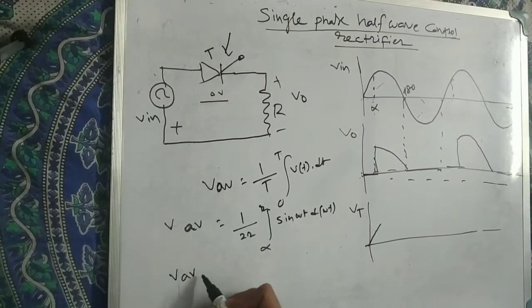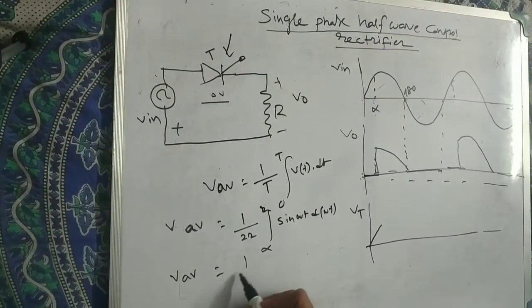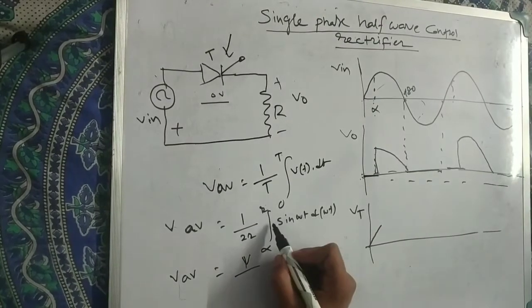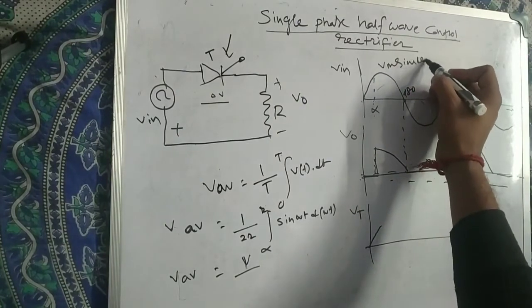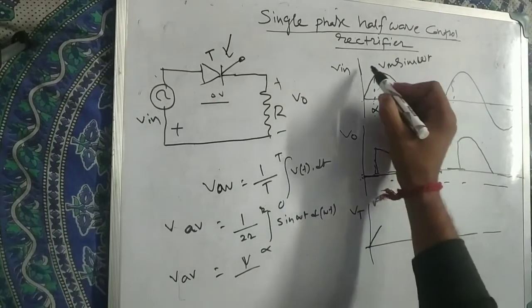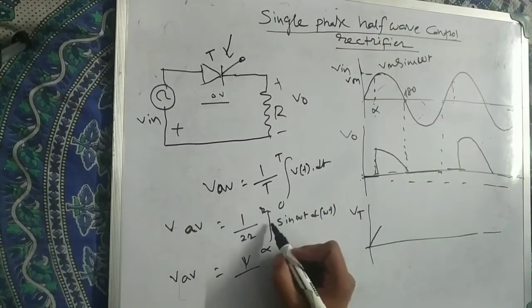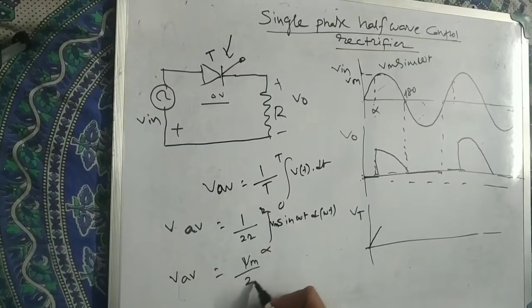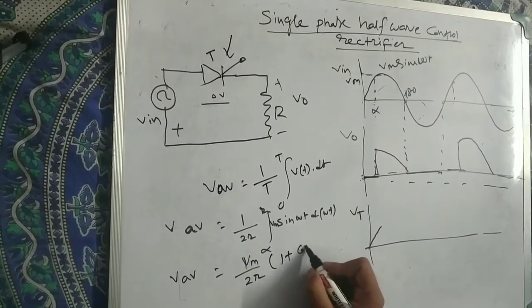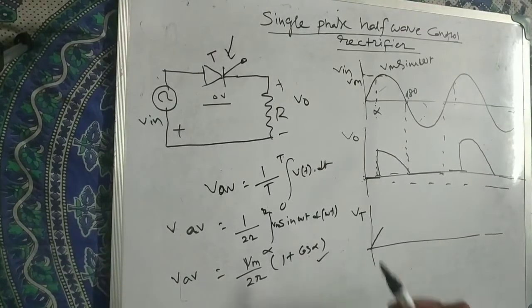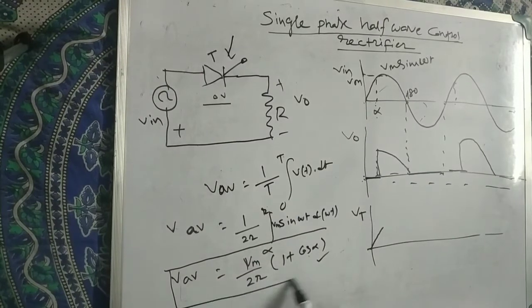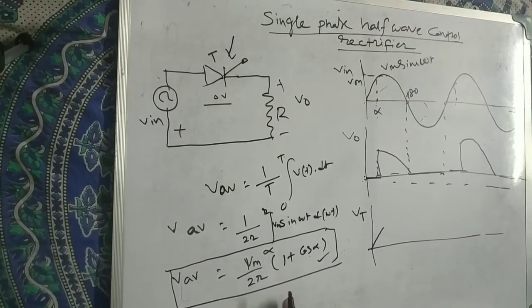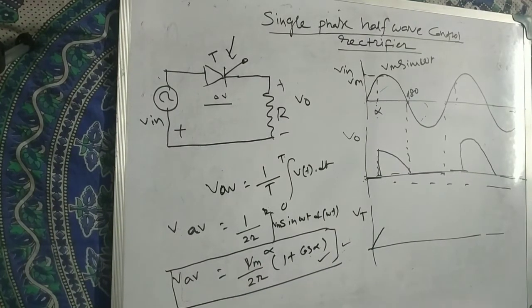If we integrate it, we will get Vm by, suppose the input is Vm sin omega t, where Vm is the amplitude, the maximum value. So in the output we will get Vm by 2 pi times (1 plus cos alpha). This is the average output voltage of the half wave controlled rectifier. So you have to remember this formula: V average equals Vm by 2 pi (1 plus cos alpha).